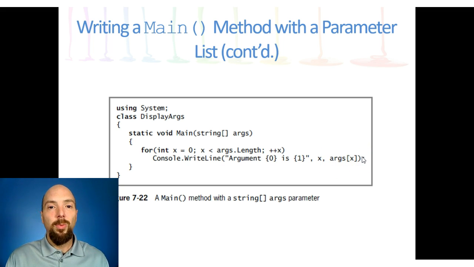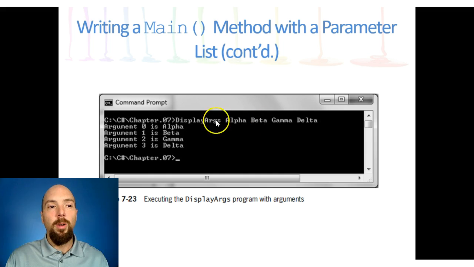So the question is, where do we get these values? And we get them from the command line. When we actually call our program, we can pass arguments in. And you'll notice here's the name of our program, display args, and then we put a space, and then this is our first argument. So this would go into args 0. This is our second argument, so that'll go into args 1. That's our third argument, so that goes in args 2. And that's our fourth argument, so that goes in args 3.